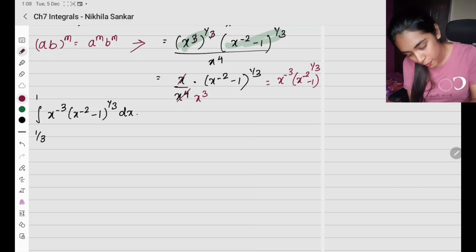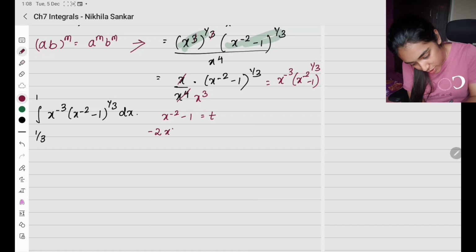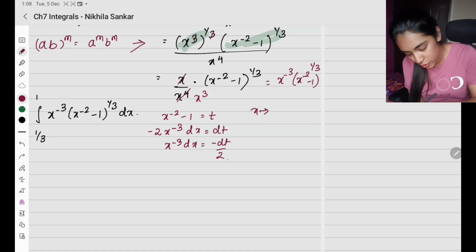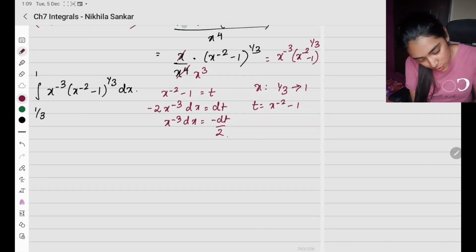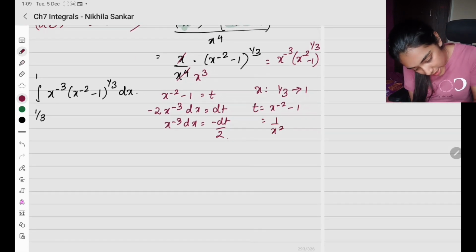So what am I going to do? I take x to the minus 2 minus 1 to be t. When I do this, I have minus 2 x to the minus 3 times dx equals dt. I need x to the minus 3 dx. This is going to be minus dt divided by 2. The value of x is from 1 by 3 to 1. So what is t? T equals x to the minus 2 minus 1. So this is going to be 1 by x square minus 1.